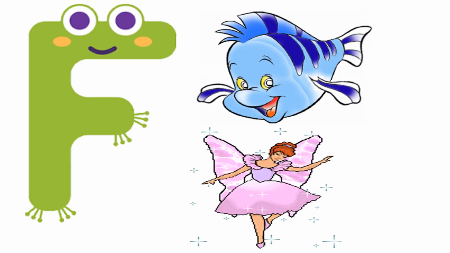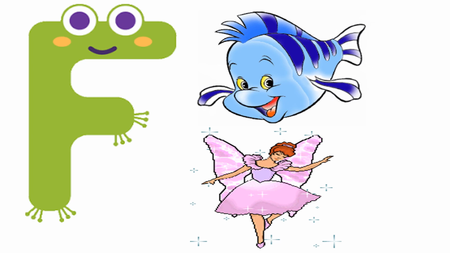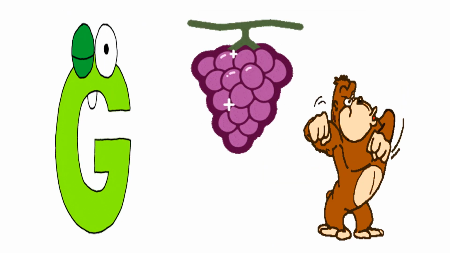F says F. F says F. F, fish. F, F, fairy. So in all these words, which sound is coming? F. Okay, so the next letter is G.